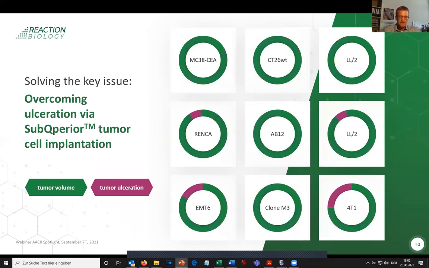When, in contrast, we count the animals with ulcers after SubQperior implantation, the picture is very different. We see almost no animals that have to be culled because of ulcers. So these animals grow tumors until they reach the maximum tumor volume specified by our regulatory bodies.